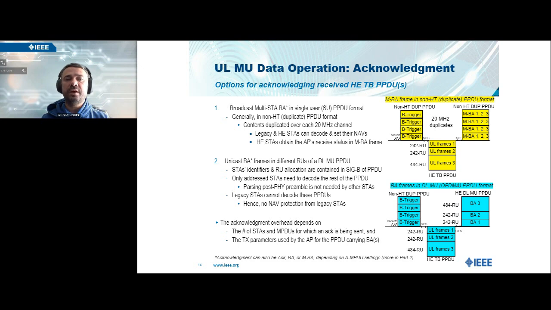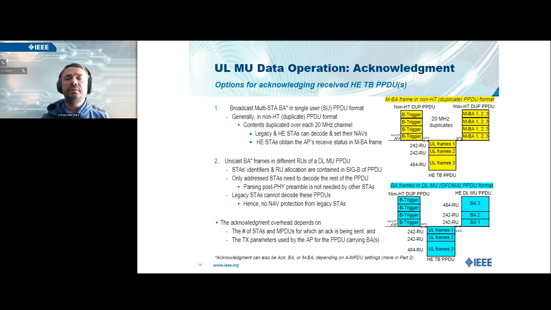The post-PHY preamble of the PPDU is not needed by other stations, so these stations can simply ignore the rest of it. Now, it's noteworthy to mention that since this is going to be an HE PPDU format, legacy stations cannot understand and cannot decode the contents of this PPDU. So the NAV protection that is achievable with option 1 is not achievable with this particular option.